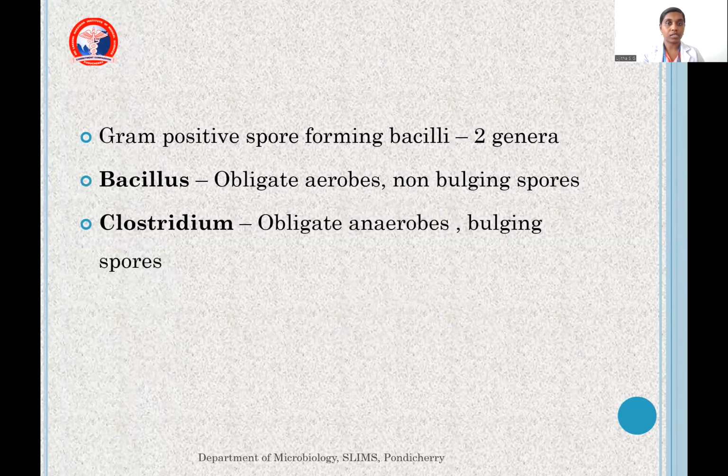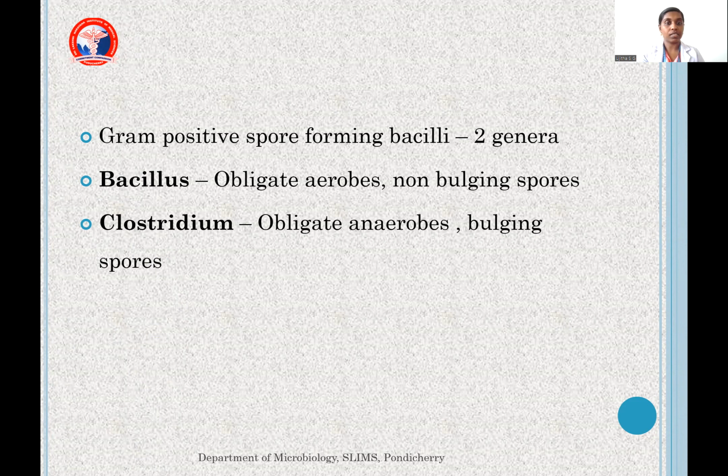So far, you had classes on several bacteria. They were gram-positive bacteria, gram-negative bacteria also. So they were not spore-forming bacteria. In this class, Bacillus, they are spore-forming organisms. The gram-positive spore-forming bacilli come under two genera. One is Bacillus and the other one is Clostridium.